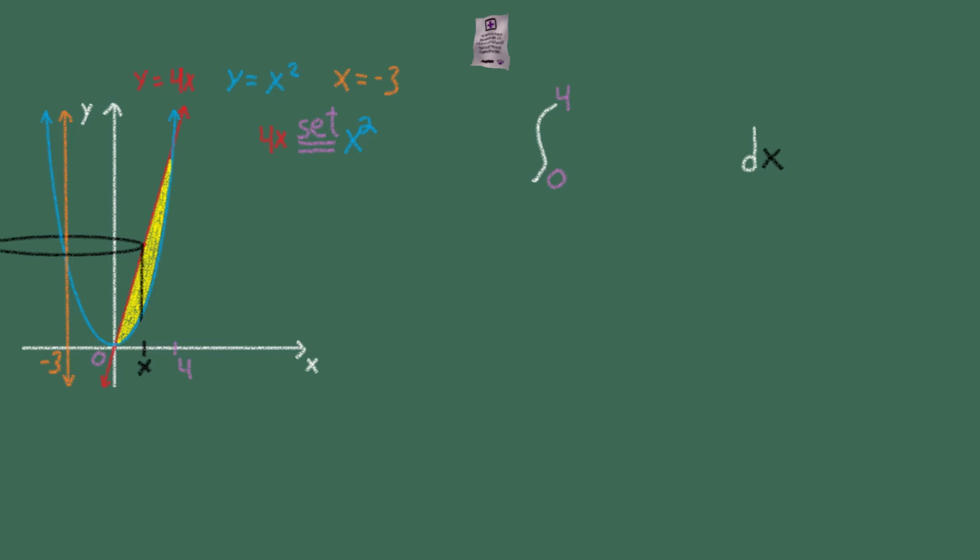Well, given a point x, we see that the radius of our circle is 3 plus x. The 3 is the distance that we first must travel from the line x equals negative 3 over to the y-axis, and the x is then that little distance from the y-axis to our choice of x. And so, the circumference is 2 pi times 3 plus x.